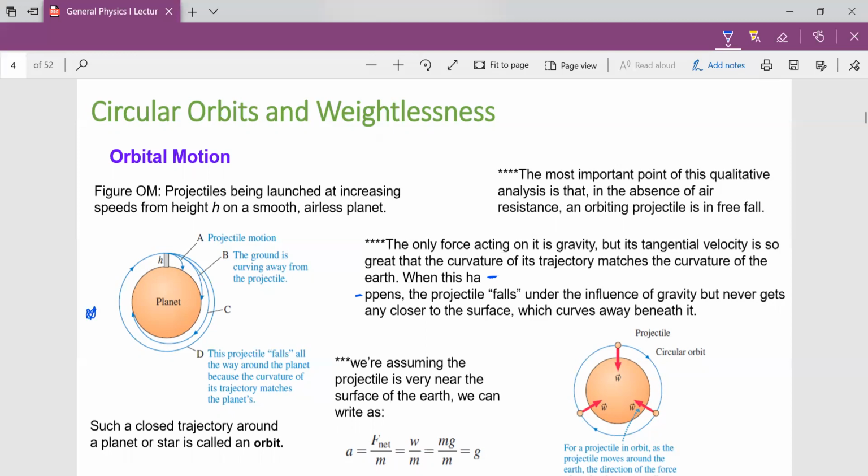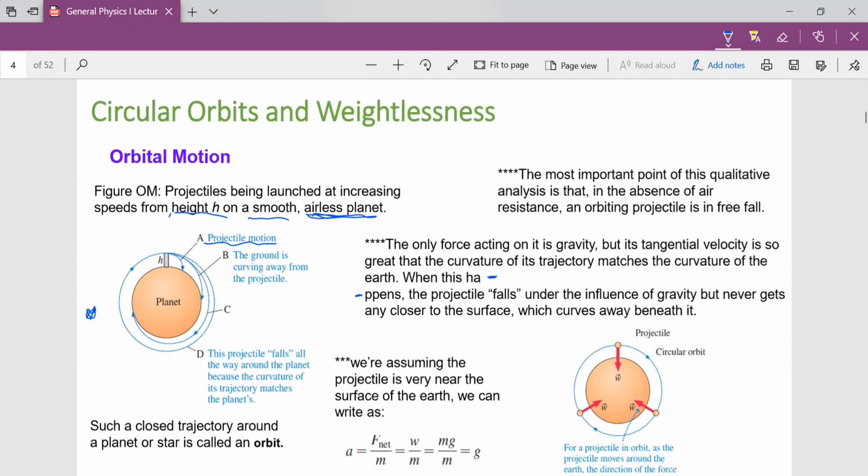Okay, so let's look at the example here of the description of projecting an object from the height h to the planet. So let's assume that we launch this object at increasing speeds from the height h, and also say that there's no air resistance. So we'll have the first object launched at a certain initial speed, A. We'll have the objects B, C, and D.